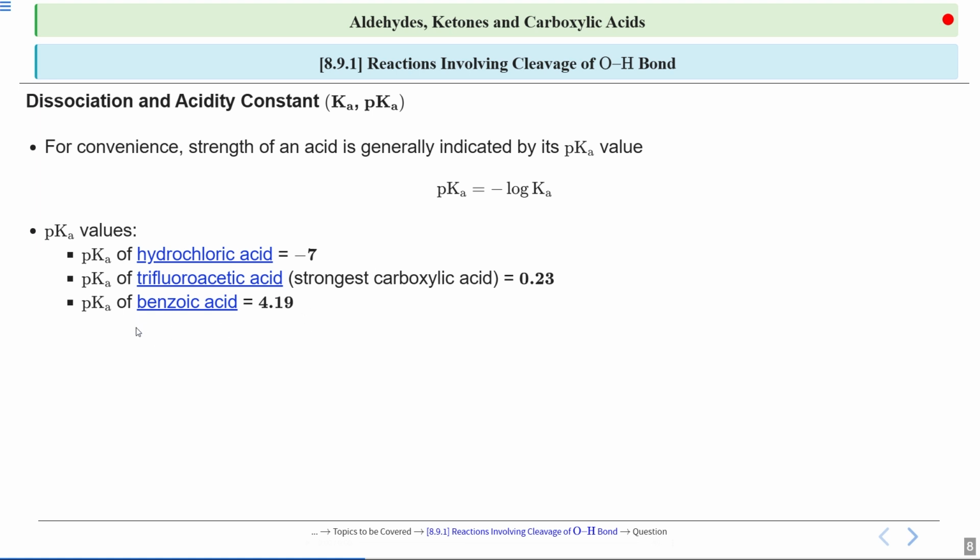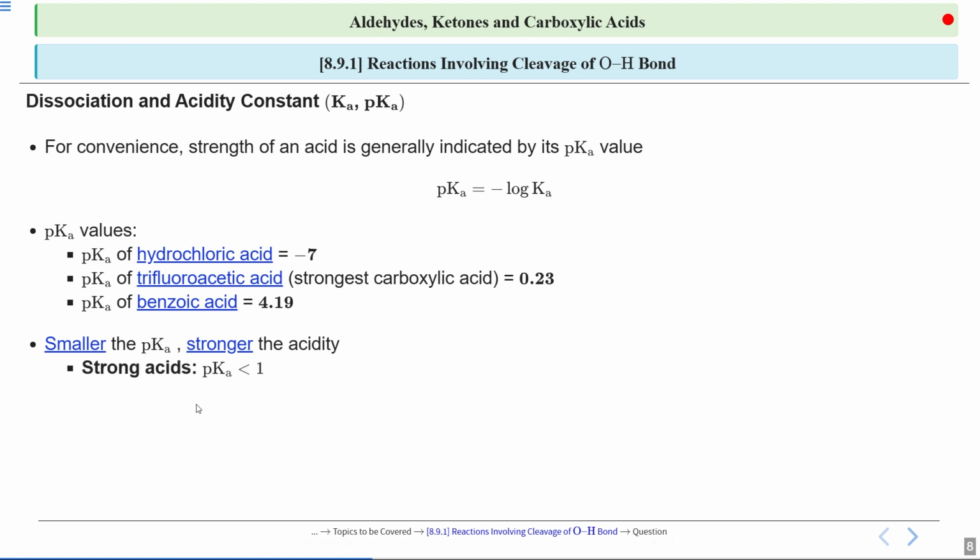Similarly, if we talk about benzoic acid, its pKa value is 4.19. So this suggests that benzoic acid is weaker than both hydrochloric acid and trifluoroacetic acid. Now we have learned that the smaller the pKa value, the stronger the acidity. So if the pKa value is small, the acidity will be stronger.